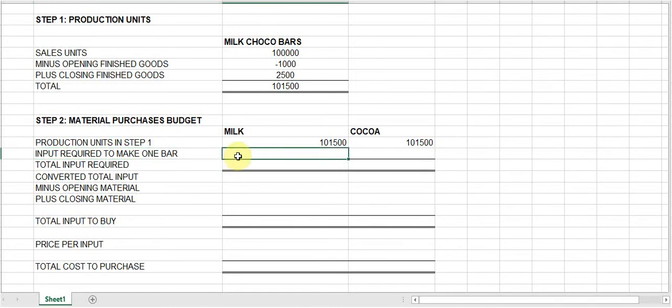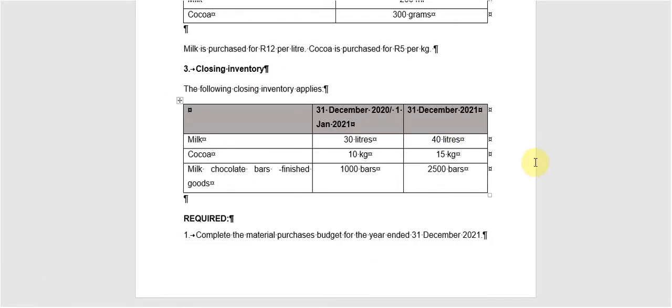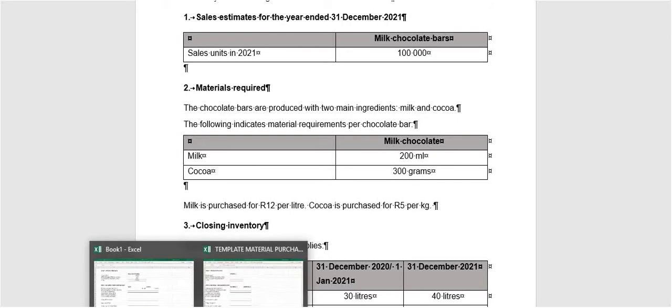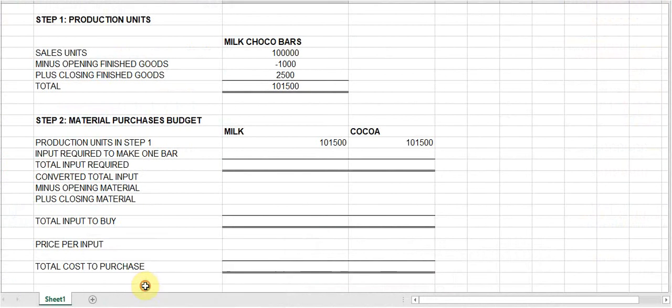And if I use the word input, I want to make myself very clear. Input is some kind of metric that we use to measure something. So an input can be a gram, a kilogram, a liter, a meter, a kilometer, a centimeter. An input is a mathematical metric of something. If I look at the milk, the mathematical metric of milk for a bar was given to us in note number 2. They say we need 200 milliliters of milk to make a bar and 300 grams of cacao to make a chocolate bar. I'm going back to my template to fill that out. So I need 200 milliliters and I need 300 grams.